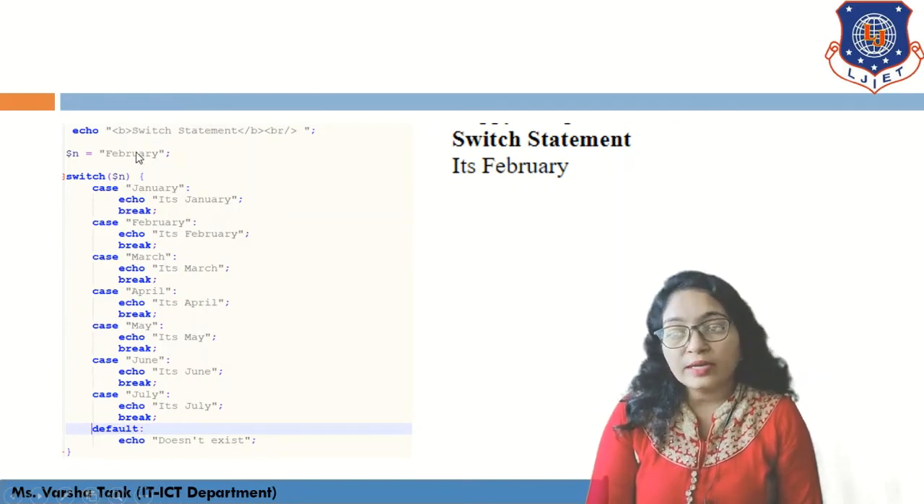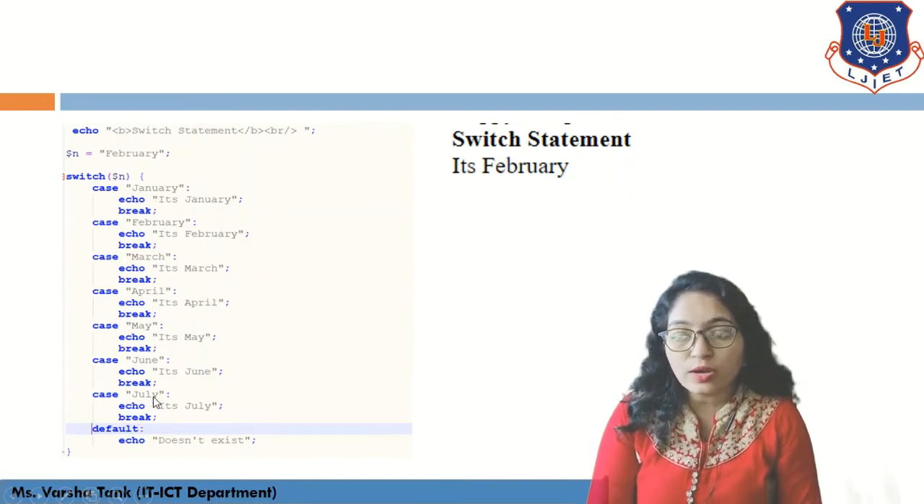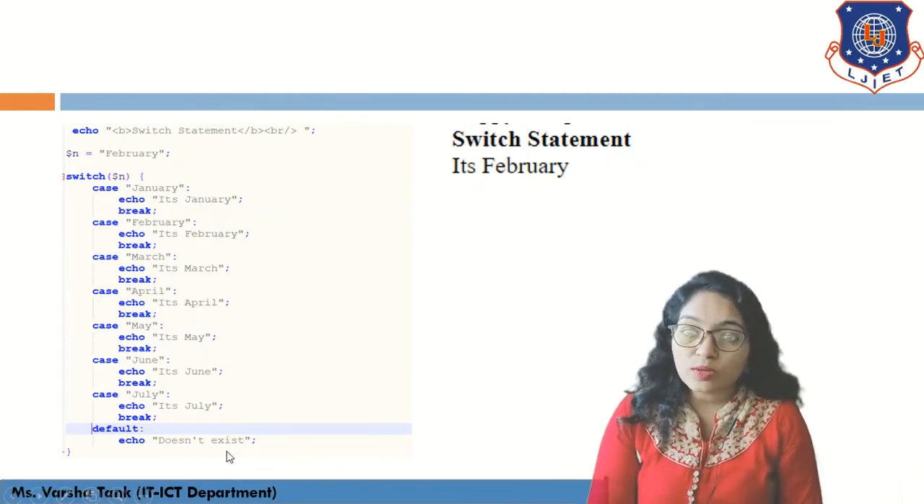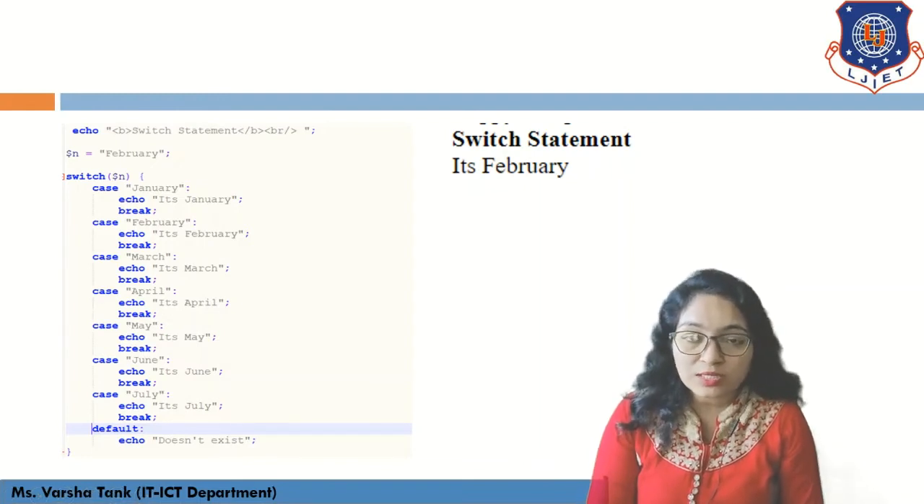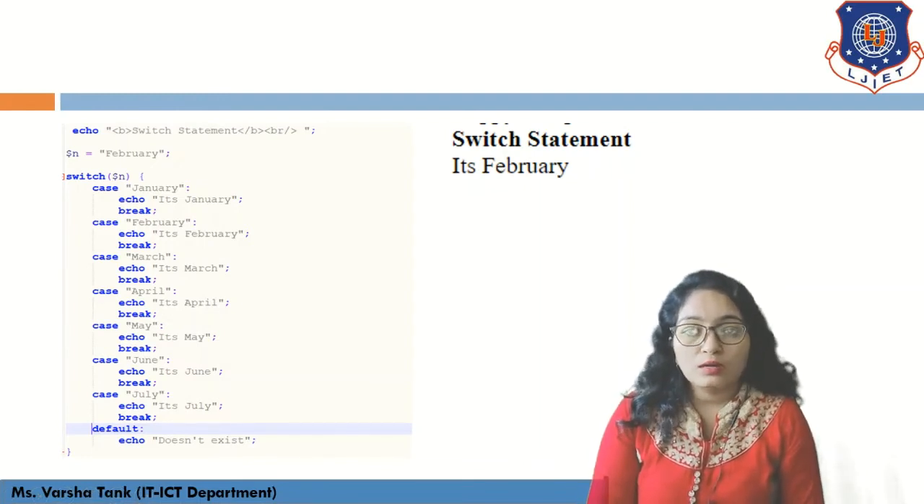If I have written anything else except these cases, from January to July, then it will display doesn't exist. Okay, so in this way we can execute decision statements, decision conditions in PHP. Now let's see the example.